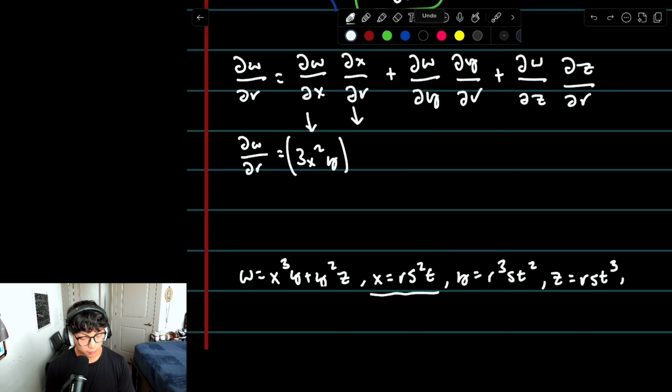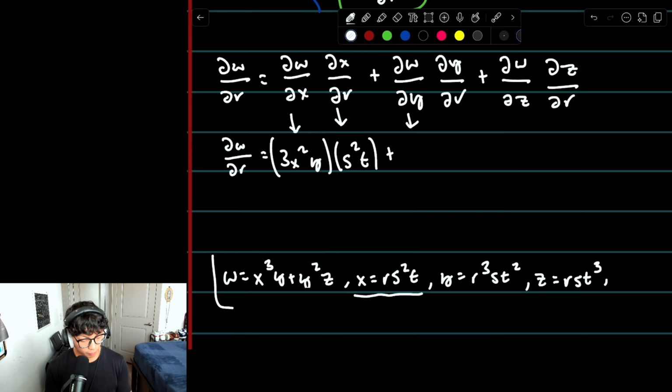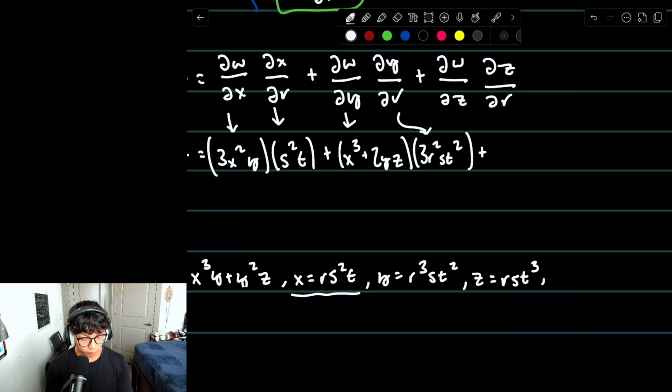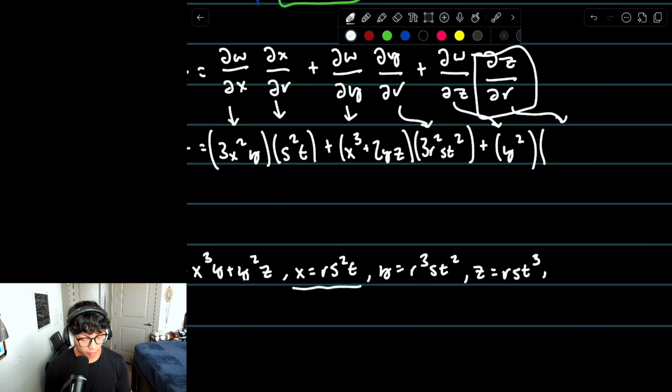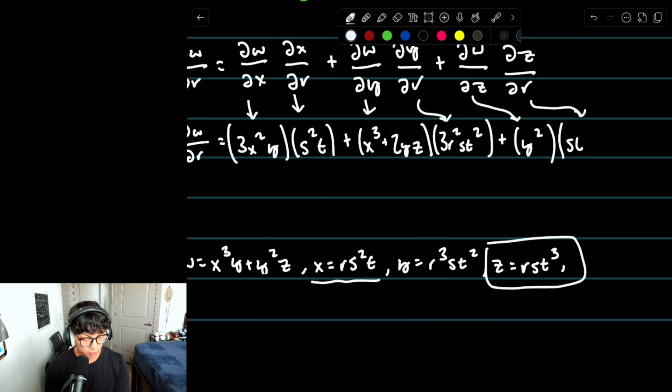So this becomes s squared times t, and then we add it to the partial derivative of w with respect to y, which gives us x cubed plus 2yz. Taking the partial derivative with respect to r of y gives us 3r squared st squared. And then lastly, the partial derivative of w with respect to z is just y squared, since this one does not have a z over here. And then again, the del of z over del of r becomes st cubed.